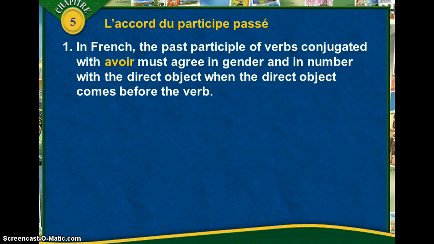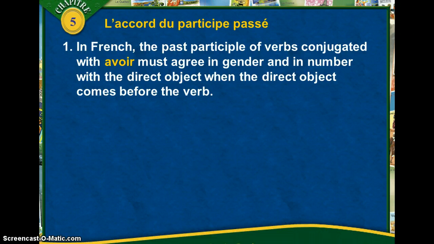So, in French, the past participle of verbs conjugated with avoir must agree in gender, so that's sex, and number, whether it's plural or singular, with the direct object. This is the thing that we're directly doing something to, that we are writing, that we are putting somewhere, etc. So when the direct object comes before a verb, then we have to have the agreement.